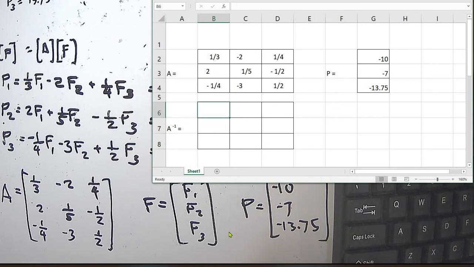Okay, so gumawa ko ng 3x3 na box. Ayan. Tapos, punta ko dito sa first box. I will type here equal sign MINVERSE, open parenthesis, tapos you click yan. And then, close parenthesis. Then, you press enter.